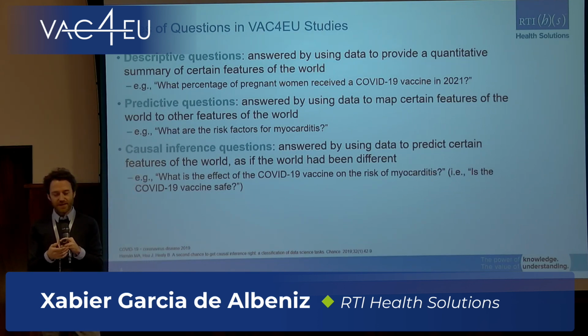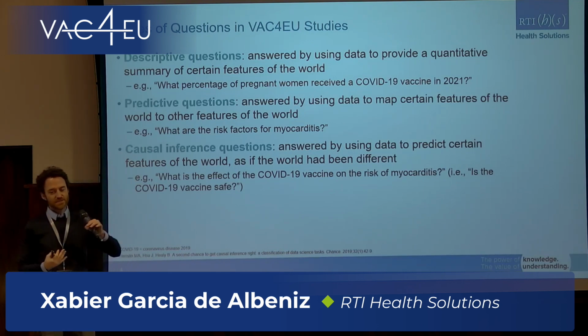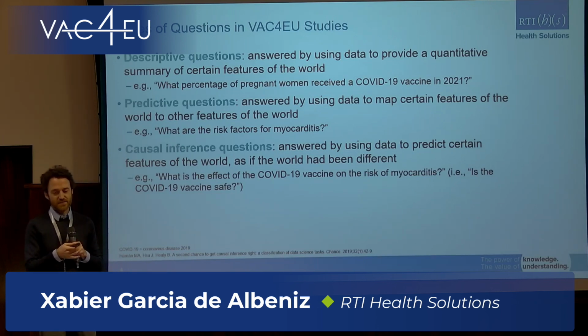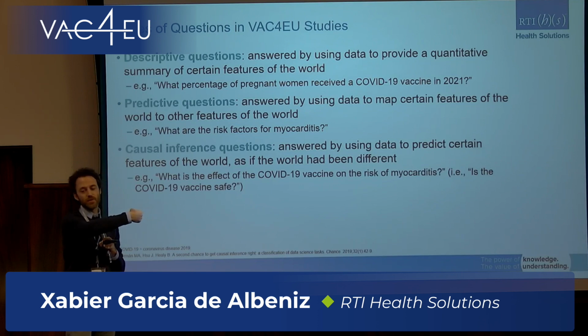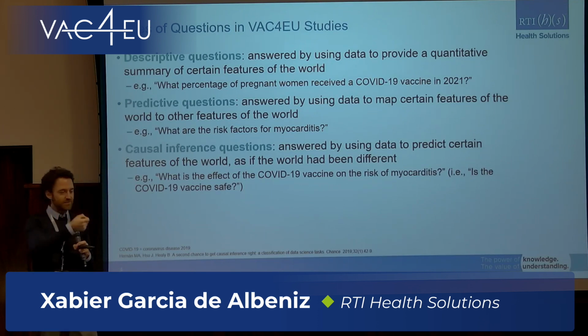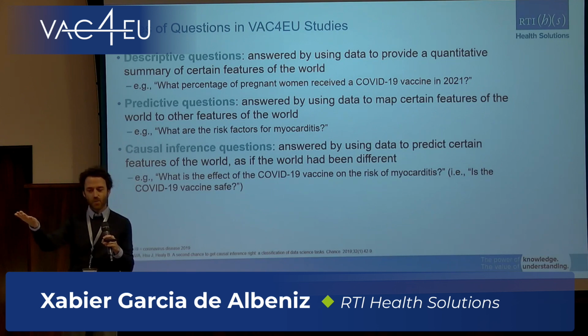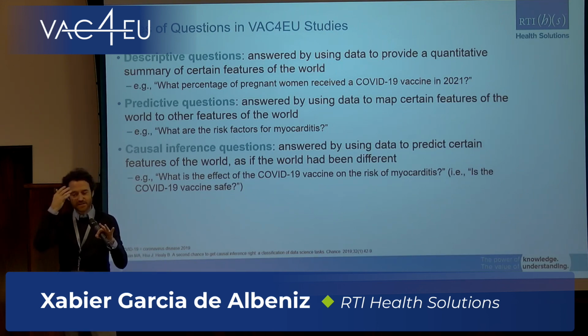I added this slide because I just had a conversation right now about causal inference, prediction, description. Target trial emulation is a causal inference exercise. And it's important to differentiate causal inference from other tasks that we do with data science. When we have data, we can do 3 things. We can just describe our data. For example, what's the percentage of pregnant women who received a vaccine in 2021? That's a descriptive exercise. You just summarize your data, easy peasy.